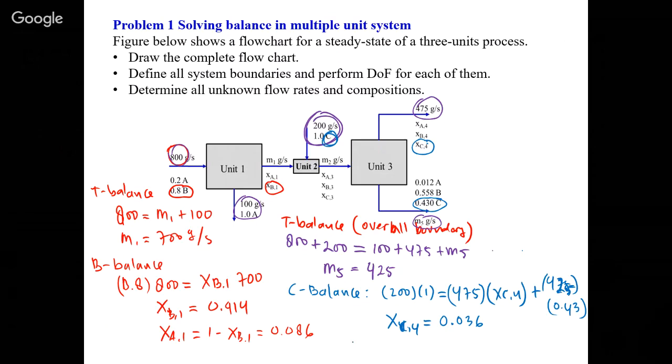Then you can do balance for, then you can go next to the B balance. Then you can go to the C balance. Then you can go to the next, and so on and so on.